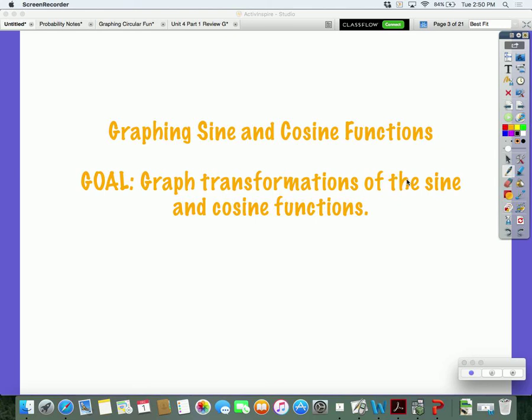All right, so we're graphing sine and cosine functions. You guys are going to be able to graph the transformations of sine and cosine functions. We'll save tangent for a little bit later. Okay? Sine and cosine functions. You did the basic parent one already for your problem of the day and the activity. So we're going to get to the transformations of those.